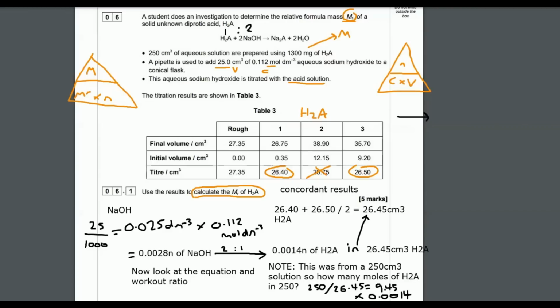Okay, so I'm going to show my working out over here. I'm going to just select a white pen. All right, so once you do 250 over 26.45 times 0.0014, you get 0.013 moles. That is the number of moles of the diprotic acid, so that's in the 250. We now know the total moles in the 250.